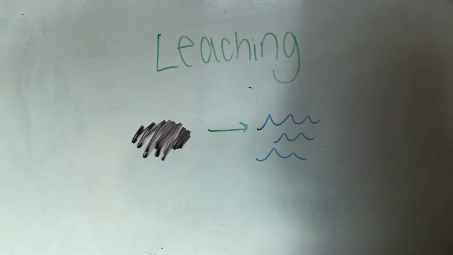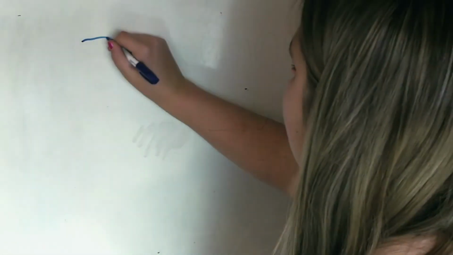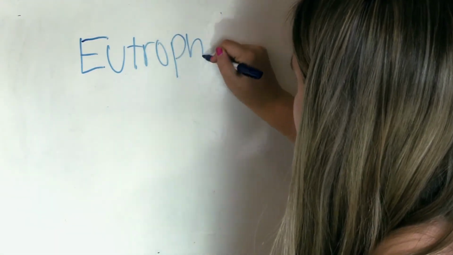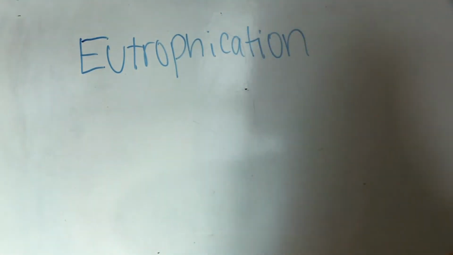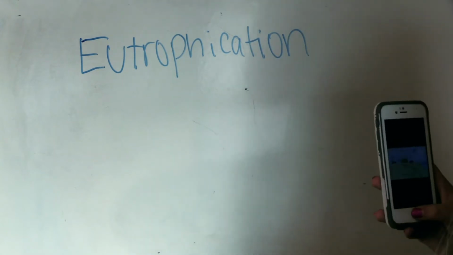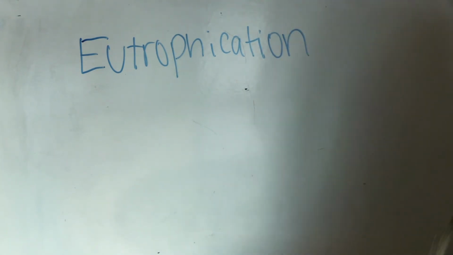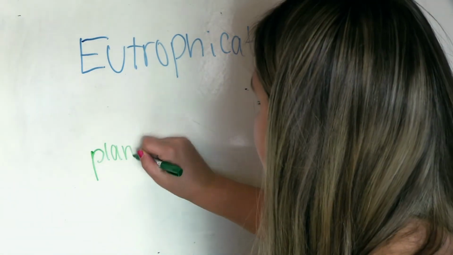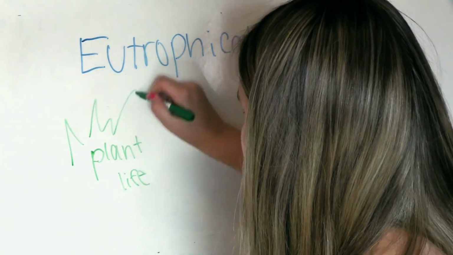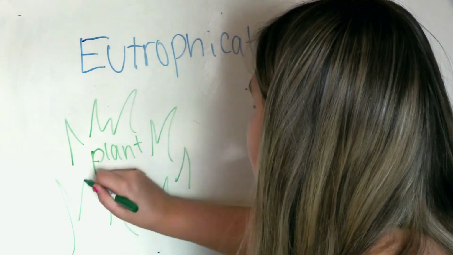This leaching causes something called eutrophication. Eutrophication is caused by runoff from land carrying excess amounts of nutrients, some of which include nitrogen. This excess of nutrients causes rapid algal and plant growth, robbing organisms of oxygen needed for survival, and thus kills off many organisms.